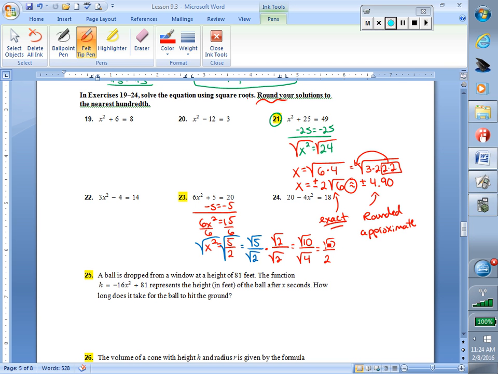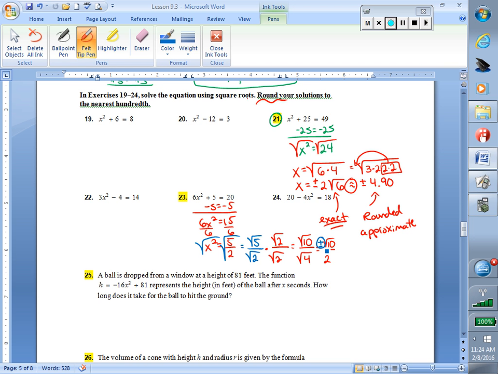I no longer have a radical in my denominator. I'm all set. The only thing I have to stop and remember is I just took the square root of a positive number. I need the plus minus. I can't forget the plus minus piece. So that would be an exact solution.